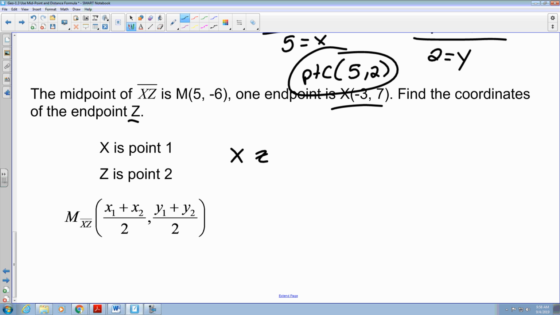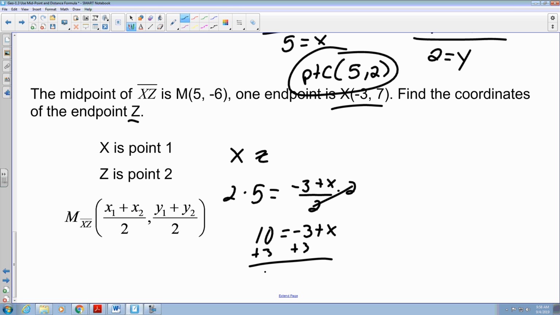Midpoint is 5, so that's going to be equal to the x coordinate for X, negative 3, plus x, all divided by 2. Multiply 2 to both sides. I get 10 is equal to negative 3 plus x. Add 3 to both sides. I get 13 for x.